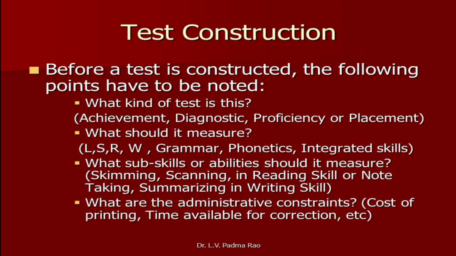So, the third important element in test construction is what sub skills or abilities it should measure. The fourth important point of test construction is what the administrative constraints are. What exactly is the cost of the printing? Sometimes to conduct the objective test, each test book requires some four pages or six pages or eight pages because it is objective type, and the students complete the test in just one hour. So what exactly is the cost of printing?